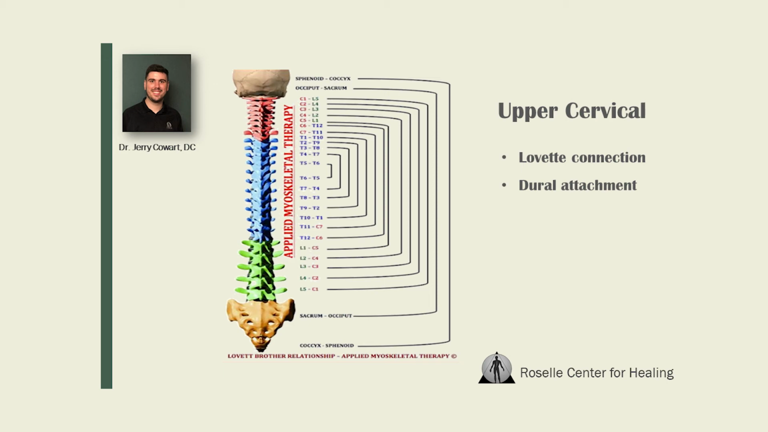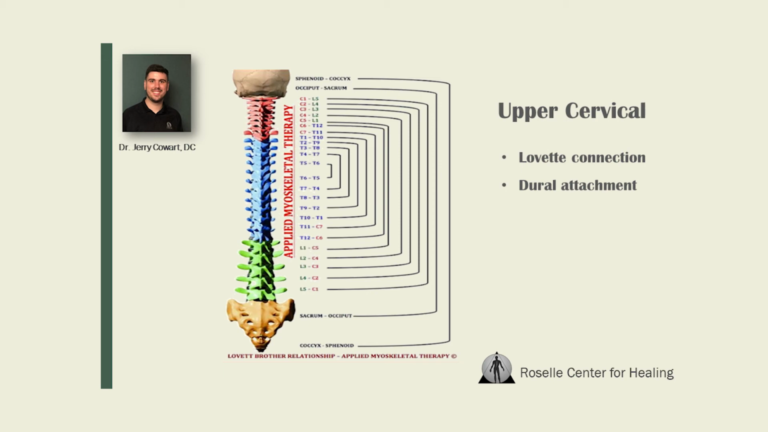So we see that C1, that is the atlas, that top vertebra, the very top bone of your spine, relates to the very bottom of your spine, being that L5 bone that we talked about. And then as you keep going inward and inward towards the spine, each one of the equal and opposite bones relate to each other.